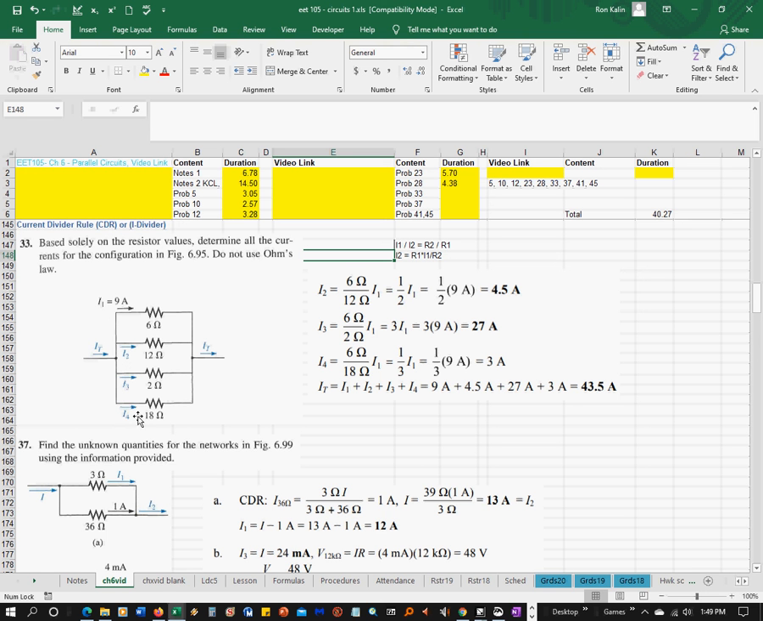And then I4, they compared it to I1 and R1 too. So I4 equals R1 times I1 divided by R4. So it's 1/3 of I1, or 3 amps. And then IT is simply the four of them added together, which gives you 43.5 amps.